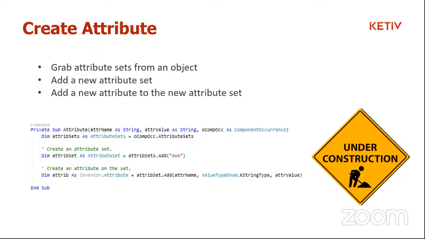Cool. Good questions, everyone. Okay. So when we create the attribute, we're going to need to do three things. First, we're going to have to grab the attribute sets from an object. So we've got to pick the object. Picking the object is actually just as important as what you put on that object.